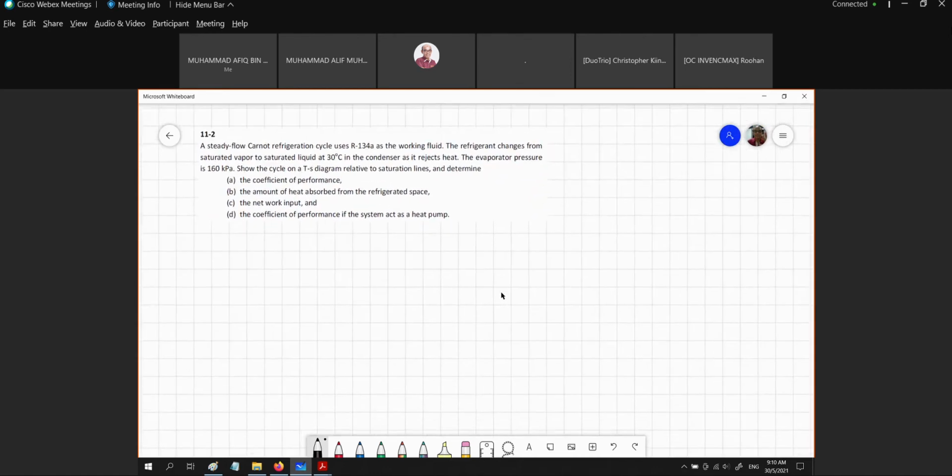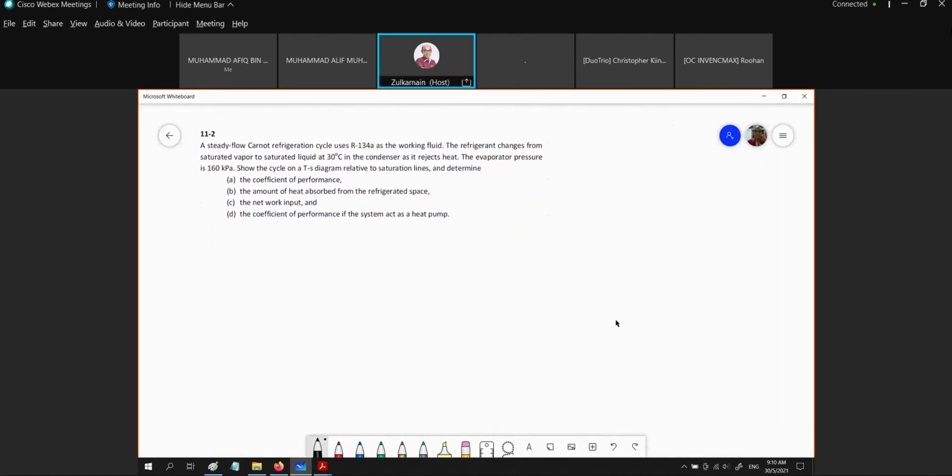Okay. A steady flow Carnot refrigerant cycle uses R134a as the working fluid. The refrigerant changes from saturated vapor to saturated liquid at 30 degrees C in the condenser. It rejects heat. The evaporator pressure is 160 kPa. Show the cycle on the TS diagram relative to the saturation line and determine.